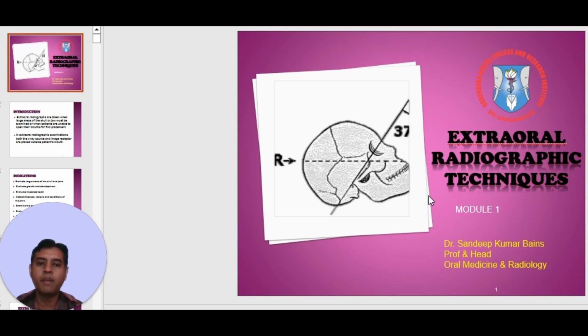Myself, Dr. Sandeep Kumar Bains, Professor and Head, Department of Oral Medicine and Radiology, Surendra Dental College and Research Institute, will be talking about extraoral radiographic techniques.